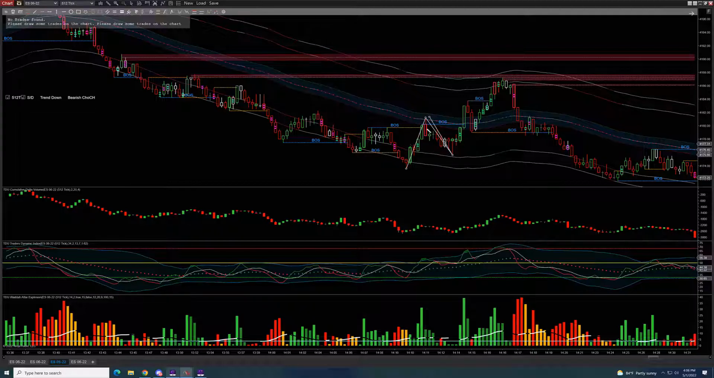So now on this small little micro degree here, I've got an uptrend. I've got two breaks of structure. Uptrend right here. 416.